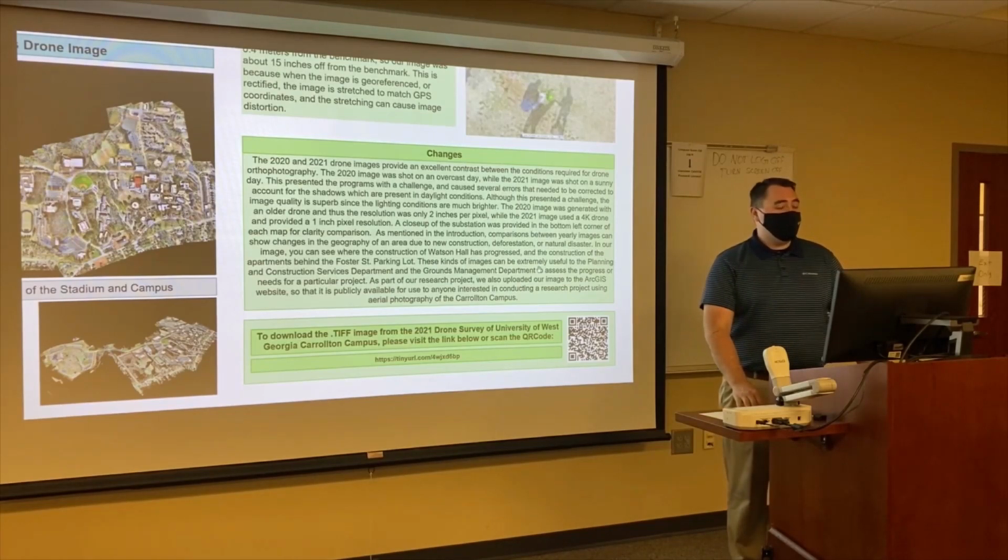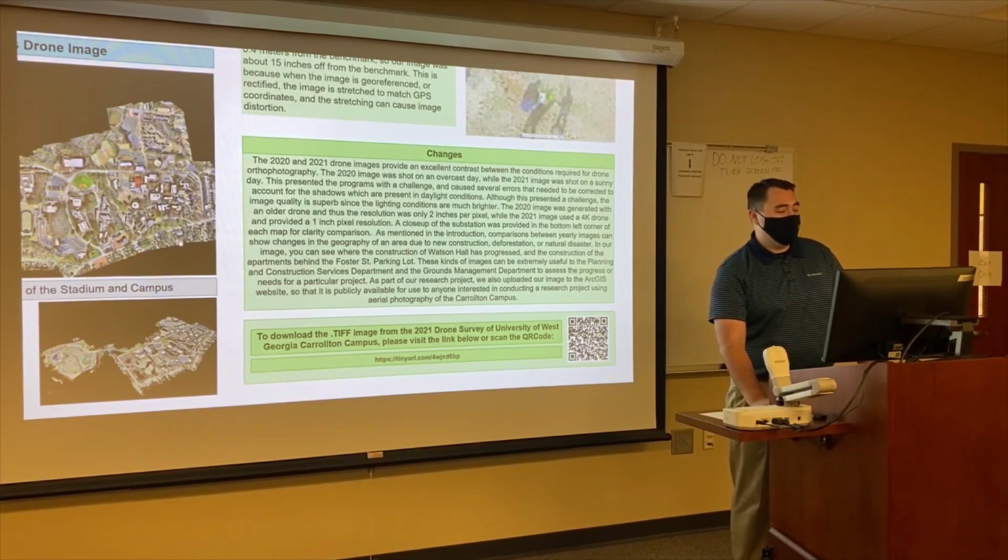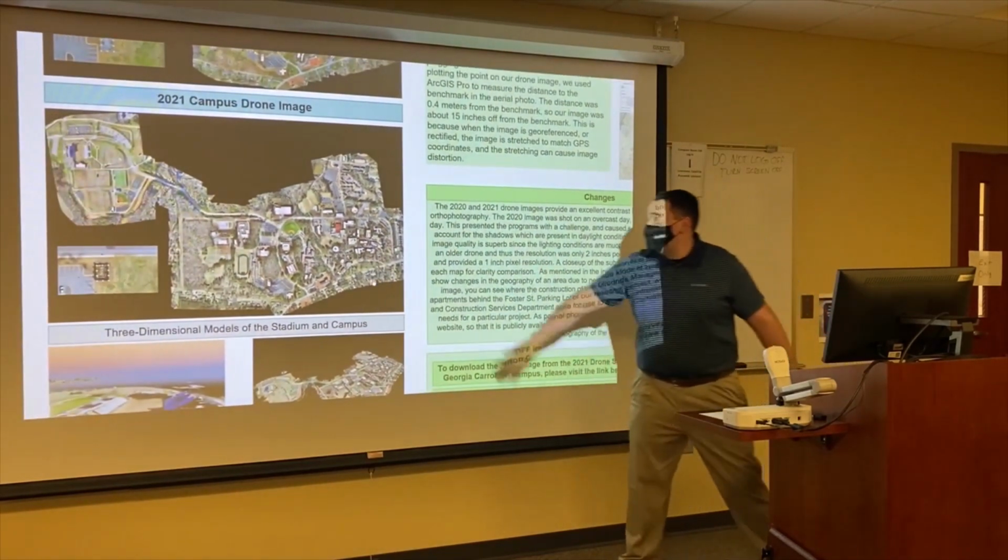These kinds of images can be extremely useful to the Planning and Construction Services Department, as well as the Grounds Management Department, to assess the progress or needs for a particular construction project. As part of our research project, we also uploaded our image to the ArcGIS website so that it is publicly available for use to anyone interested in conducting a research project using aerial photography of the Carrollton campus.